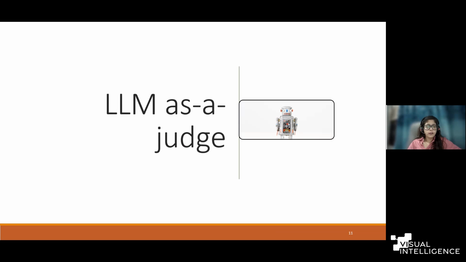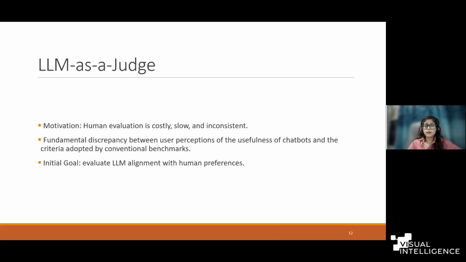So moving on to LLM as a judge. Why did we want to use LLM as a judge? The main motivation is to replace human evaluation, because human evaluation is expensive, it is time consuming, and it generates very inconsistent judgments because different annotators generally have different results.